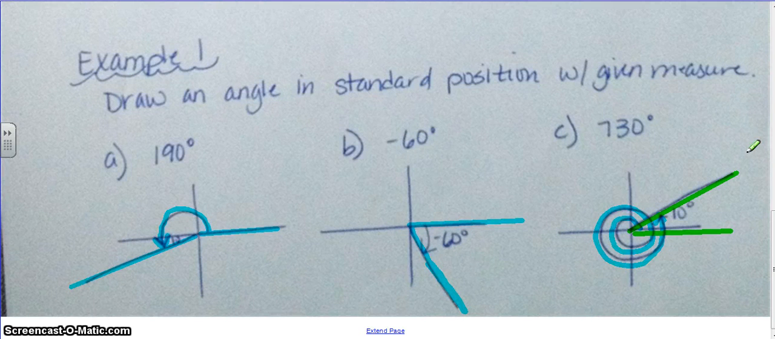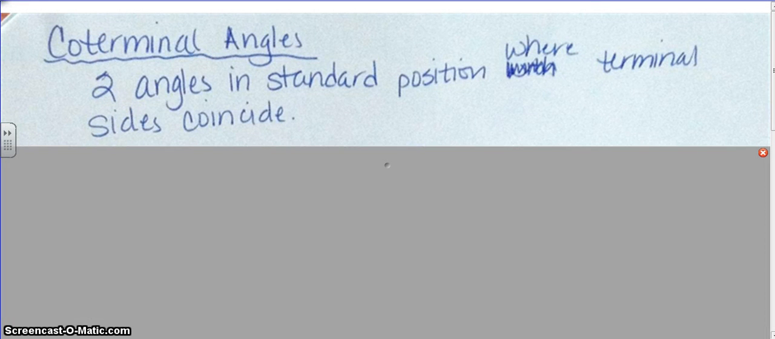Now you might notice that when I did the 730 degrees, I started here and ended here, which would be the same place I would have ended if I had just graphed a 10 degree angle. This would be my initial side, and this would be my terminal side. When you have two angles with different measurements, but the initial and terminal sides are the same, those are called coterminal angles. So coterminal angles are two angles in standard position where the terminal sides coincide.